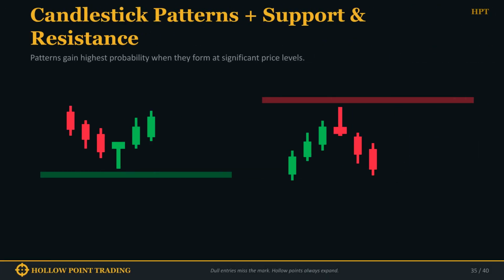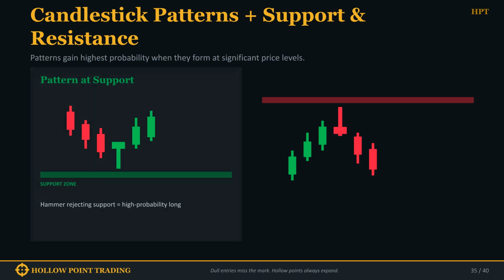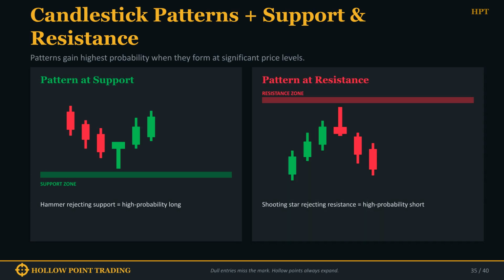Patterns are most effective when formed at significant price levels. A bullish reversal, like a hammer, at a key support zone creates a high probability long setup. Conversely, a shooting star at a major resistance zone confirms a high probability short.